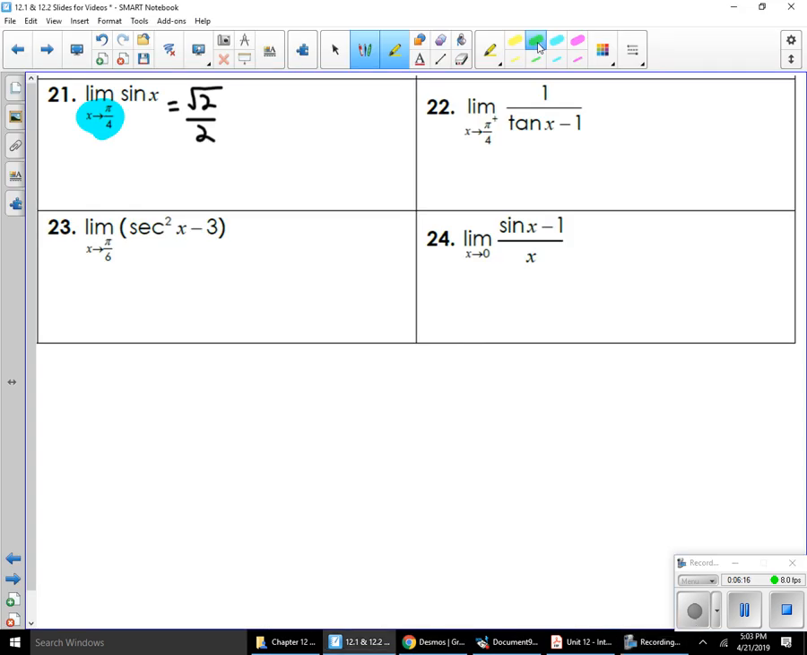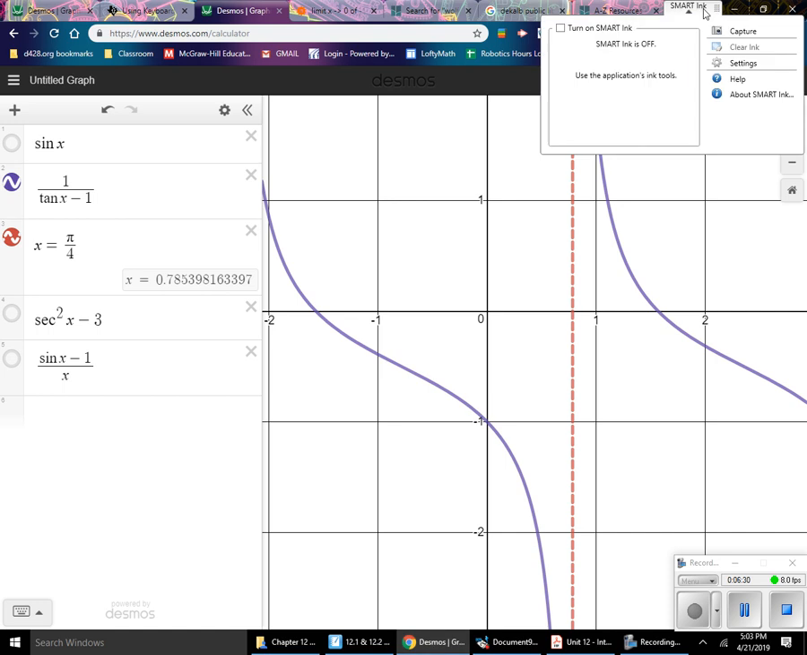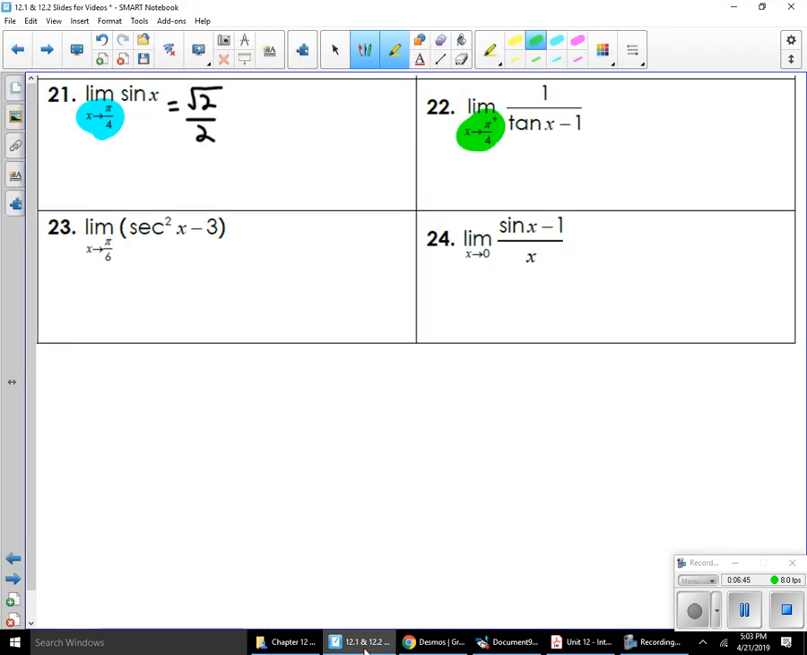For number 22 here, I want to look as x approaches pi over 4, but only from the right. Now, I have no clue what the function 1 over tangent of x minus 1 is, but DESMOS does. It's that pretty purple guy right there. So note that I only care about the right-hand side. So we're talking about this branch here, which goes off to positive infinity. The two-sided limit does not exist because the left-hand side goes to negative infinity. But since they only asked for the right-hand limit, that does exist. The right-hand limit is infinity.